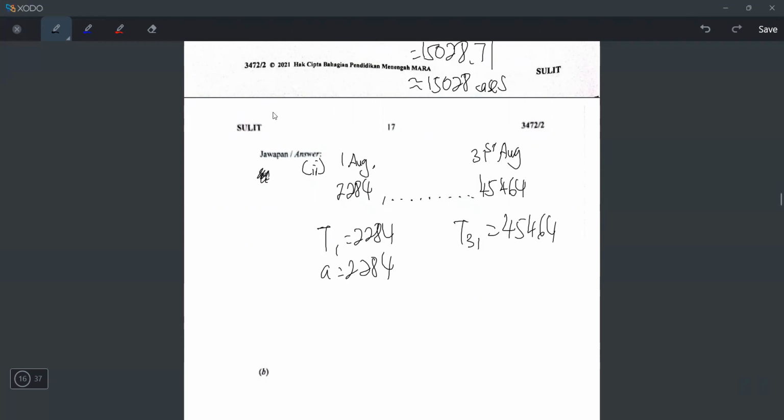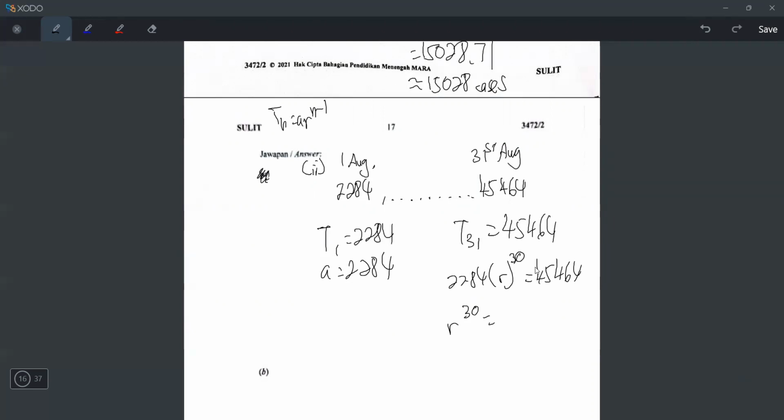So the Tn formula will be A R power n minus 1. The A will be 2284. R, I don't know, I need to find. And then power n minus 1 is 30. 31 minus 1 is 30 equals 45464. And then R power 30 equals 45464.